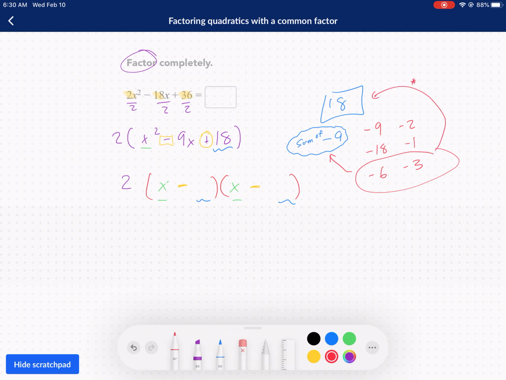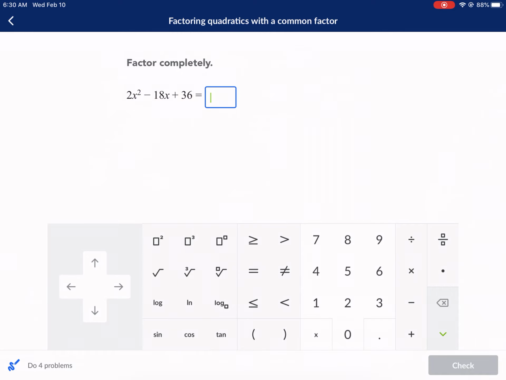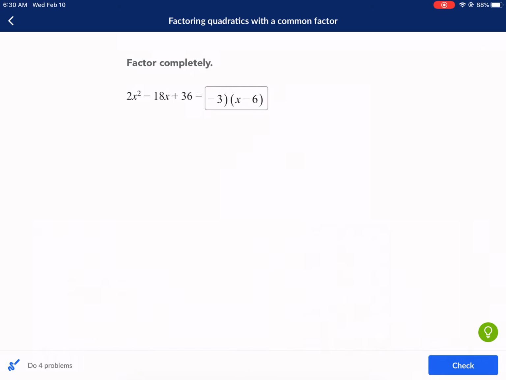So there we have it. We have negative 6, negative 3. I'm counting that minus as my negative. So I have 2 times quantity x minus 3 times quantity x minus 6. So let me go ahead and write that: 2 times quantity x minus 3 times quantity x minus 6. Oops. Make sure you put it in parentheses. That is drastically different if you do not put it in parentheses. And check it. Nice. Next question.